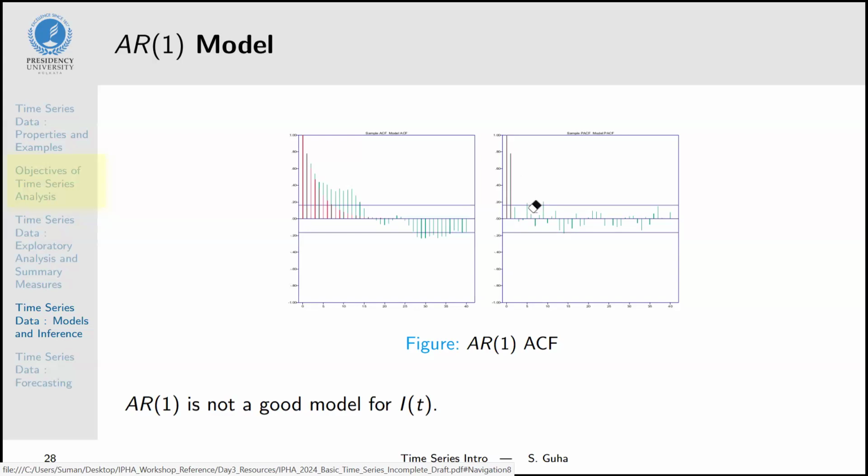Then at 6 there is a partial autocorrelation which is falling outside the band. Then 7, 8, 9, 10. At 10 also there is a partial autocorrelation outside the band. So what can I do?